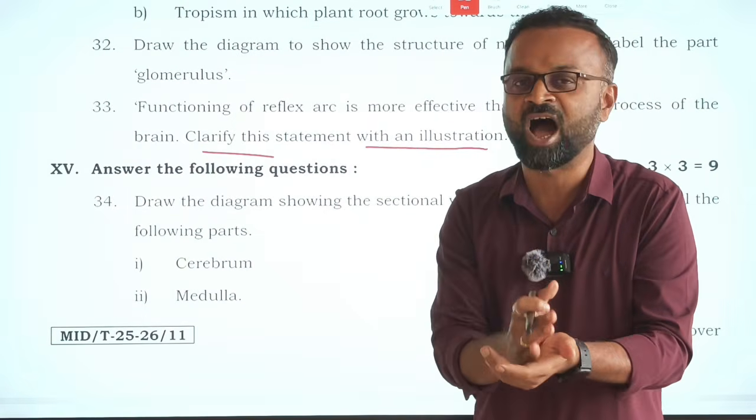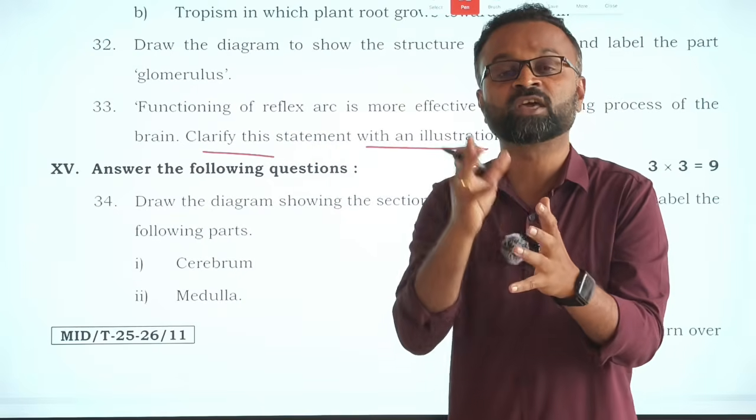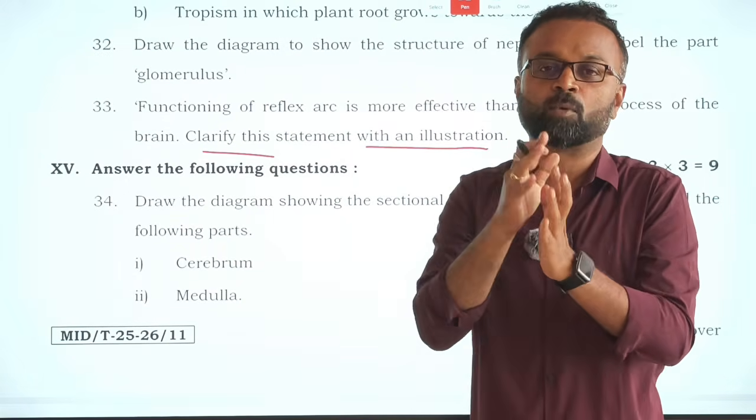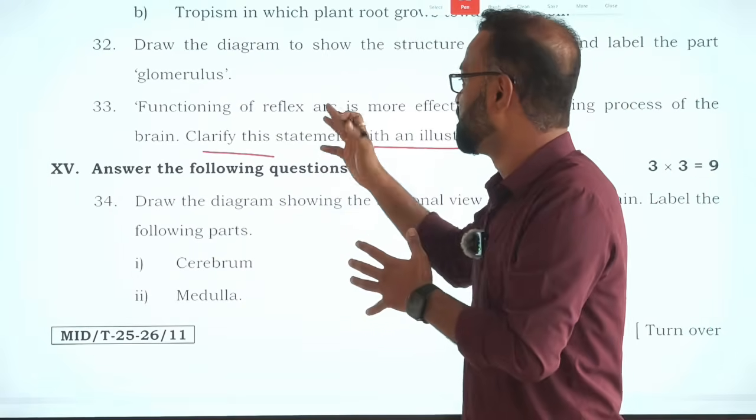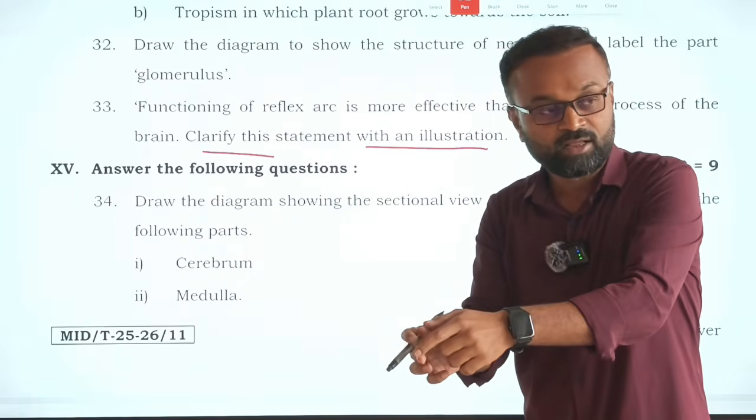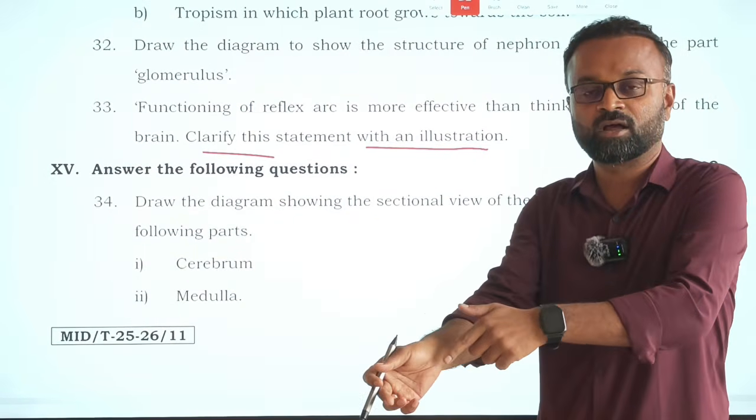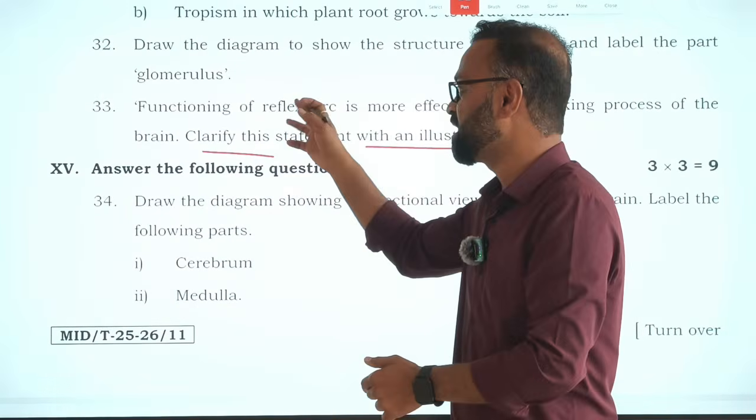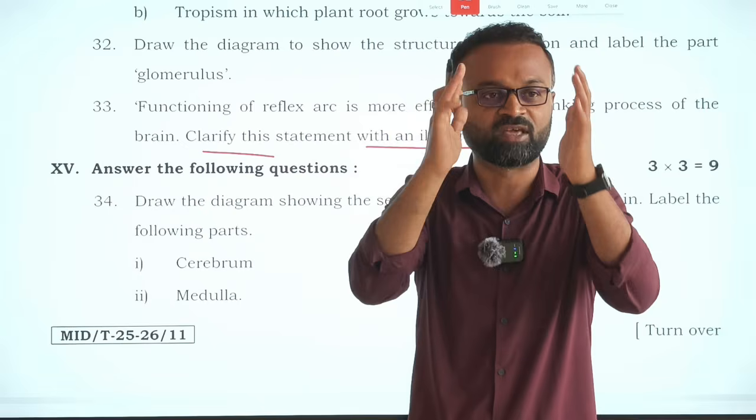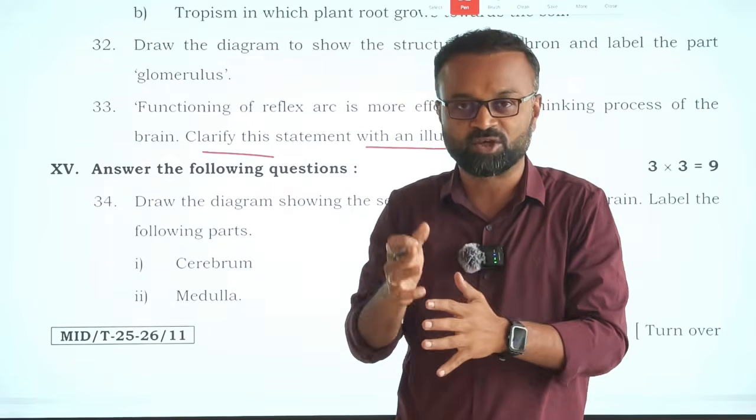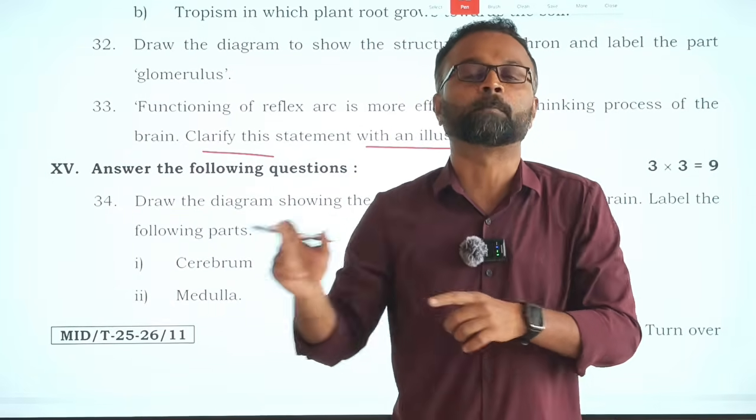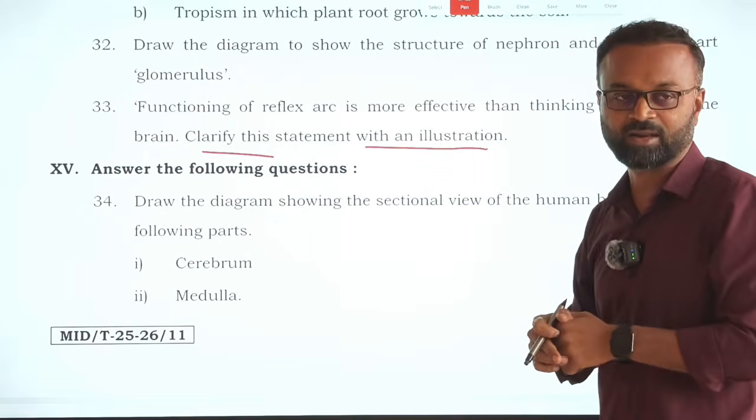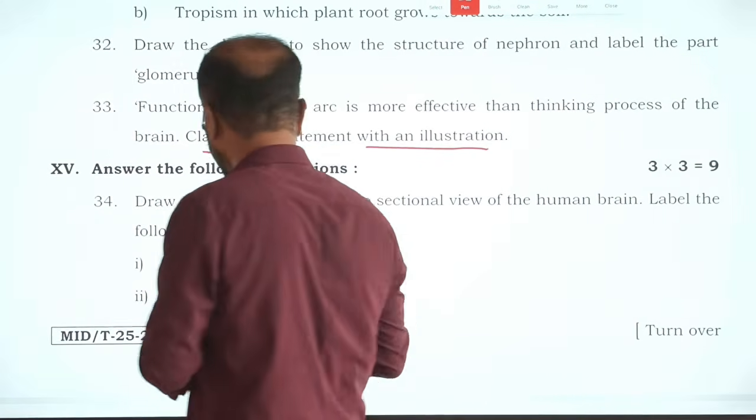It's not causing harm to the organism because of the reflex action, the sudden, immediate and quick response by the body to the stimulus. The pathway through which the nerve impulse travels during the reflex action is called the reflex arc. But when it comes to the thinking part of the brain, it will take much more time compared to the reflex action, where the reflex arc plays an important role.